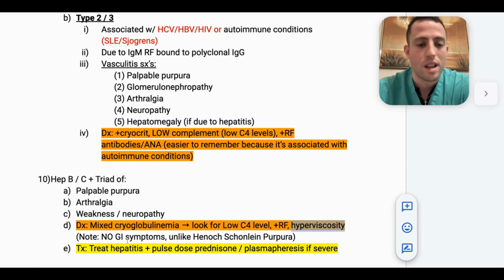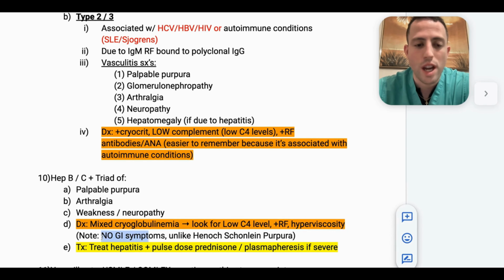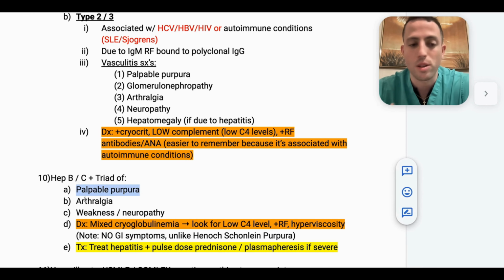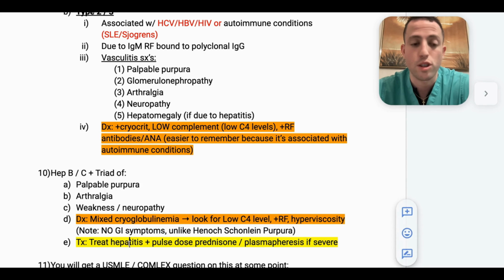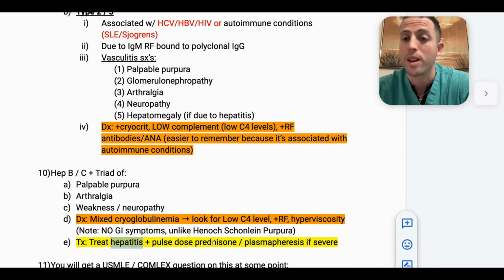All right, and so it's important to note that there are no GI symptoms with mixed cryoglobulinemia, and this can help you separate it in your mind from Henoch-Schönlein purpura, which also can have that palpable purpura. It can also have some of the joint and knee issues that you would see with the mixed cryoglobulinemia. So if there's no GI symptoms, that should point you more towards the Hep B, Hep C triad that makes up mixed cryoglobulinemia. And so your treatment here is going to be to treat the hepatitis as well as pulse dose prednisone or plasmapheresis if very severe symptoms.